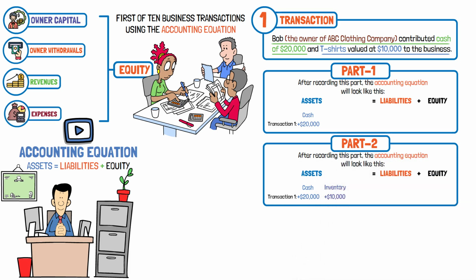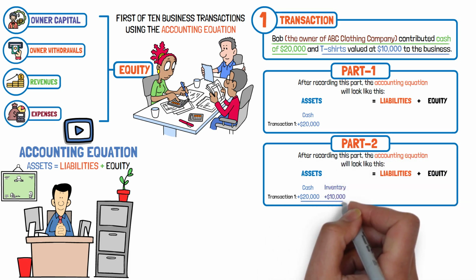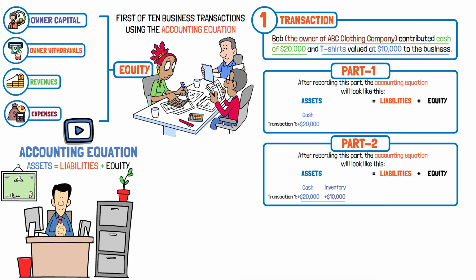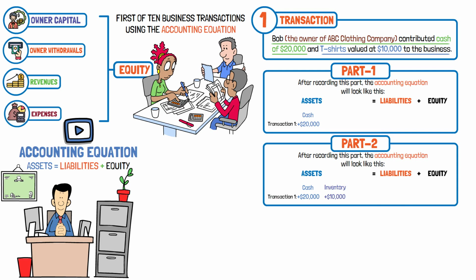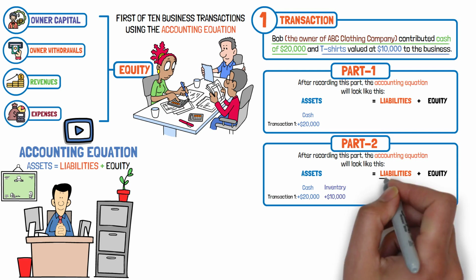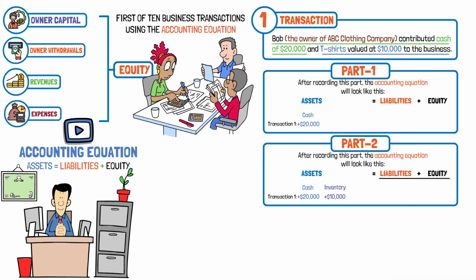Currently, the accounting equation shows assets totaling $30,000, while liabilities and equity are still at $0. This means we're not finished analyzing the transaction, as the right side of the equation, liabilities plus equity, must balance with the left side, assets.